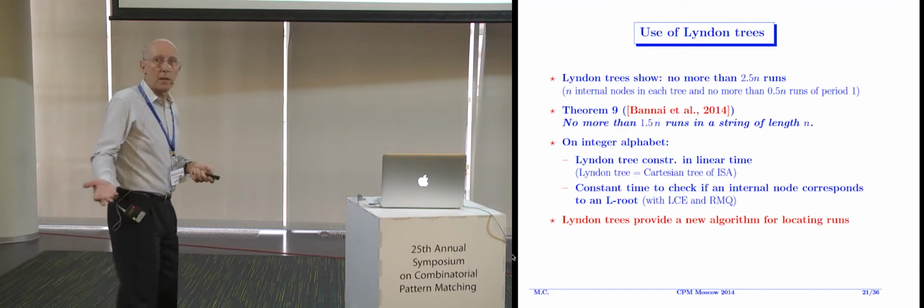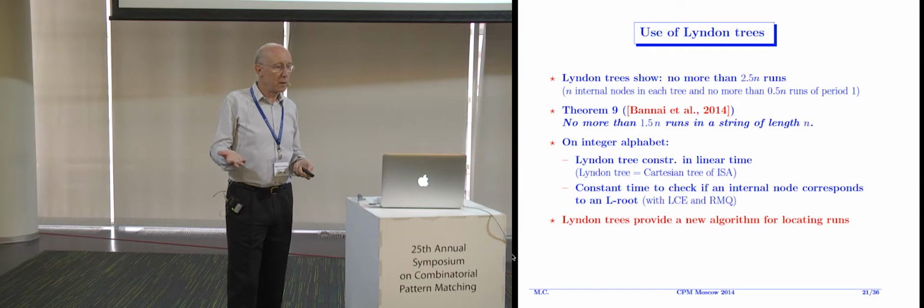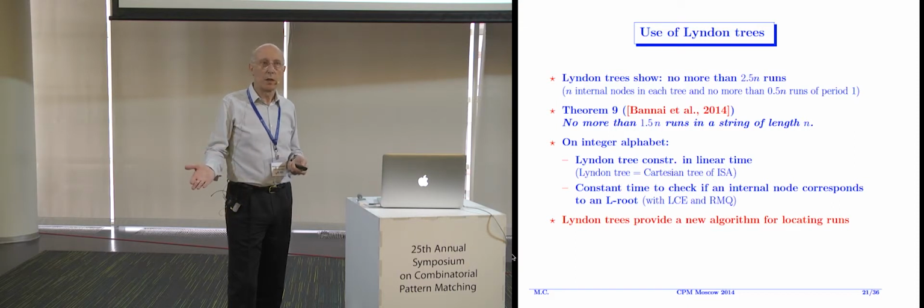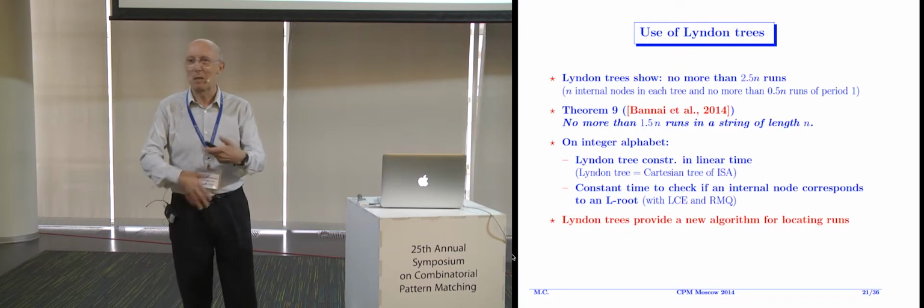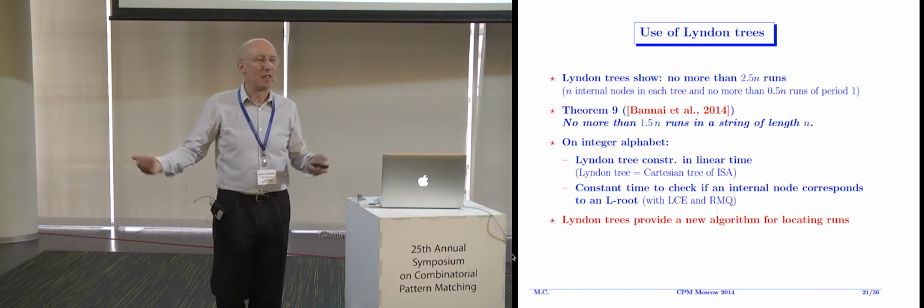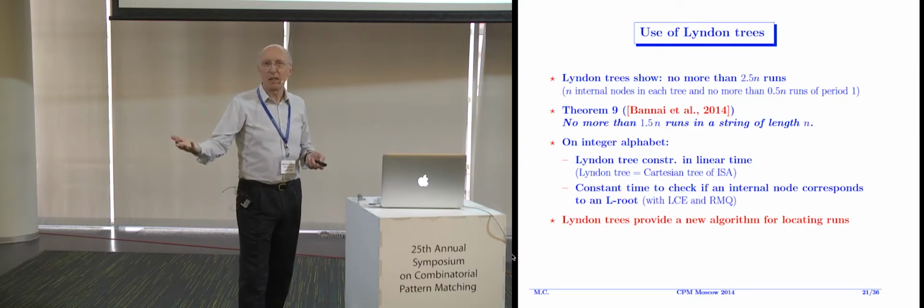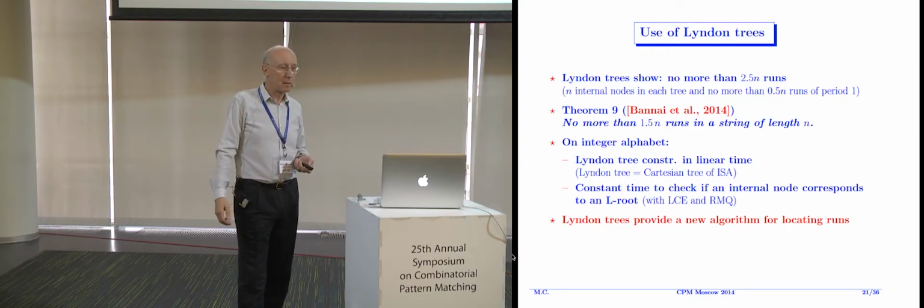So not only does this technique show a new bound, a new readable bound, but it also provides a new algorithm to locate runs. Because you can build the Lyndon tree fairly easily, since the Lyndon tree is similar to the Cartesian tree of the inverse suffix array. Sorry to be so technical, but it is known, based on sorting suffixes and so on. So you can build it, especially in linear time on an integer alphabet.